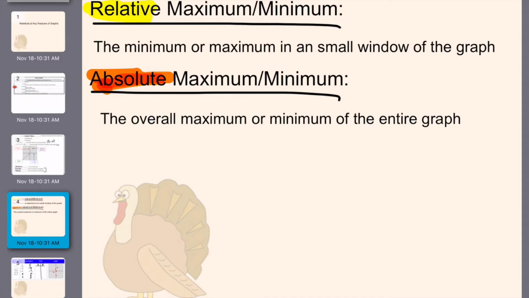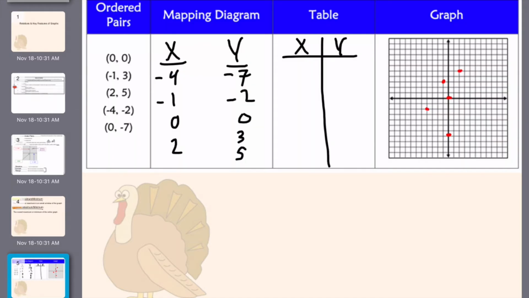And this is how we can kind of set up a relation, or just what we're going to be talking about. So we have our ordered pairs here. We have a mapping diagram. A mapping diagram essentially just tells us to connect the points where they are. So I know that 0 is connected to 0, but 0 is also connected to -7. So I'm going to draw lines there. -1 is connected to 3, so I'm going to draw a line. 2 is connected to 5. -4 is connected to -2. And that's how I would do a mapping diagram.